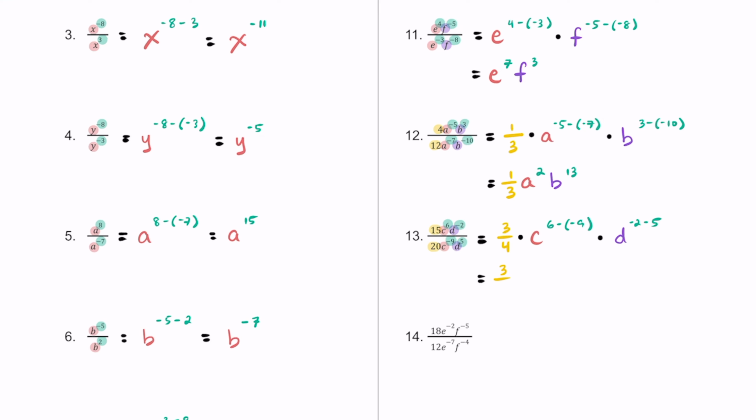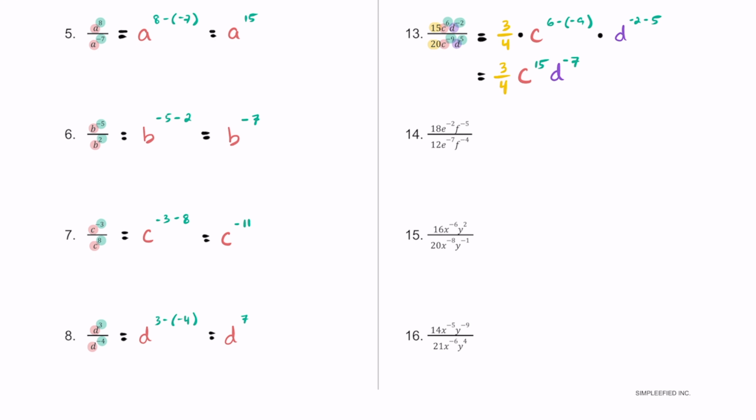We have this coefficient of 3/4. Multiply that by c raised to the what power? Well, we have 6 take away -9, also known as 6 plus 9. So that's going to equal 15. Okay, and let's multiply that by this base of d raised to the what power? Well, -2 take away 5 is the same thing as -2 plus -5, which is -7. So we have d to the -7th power.